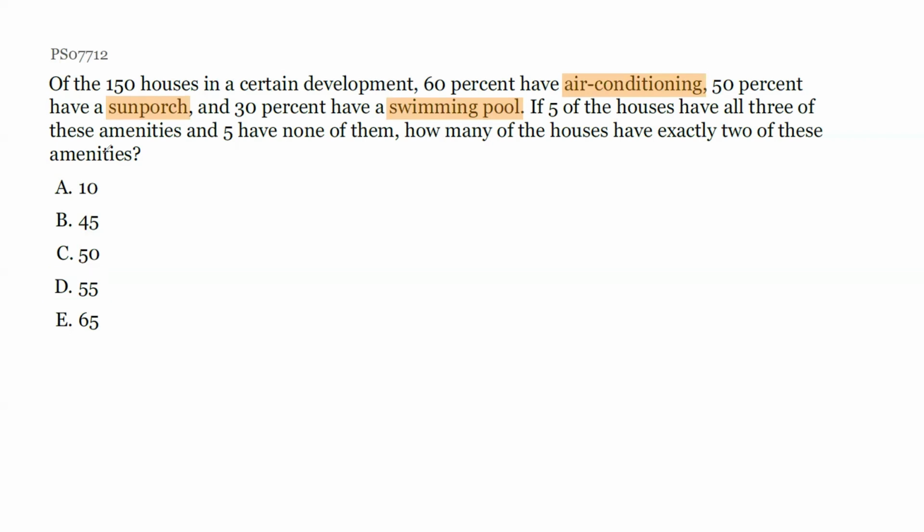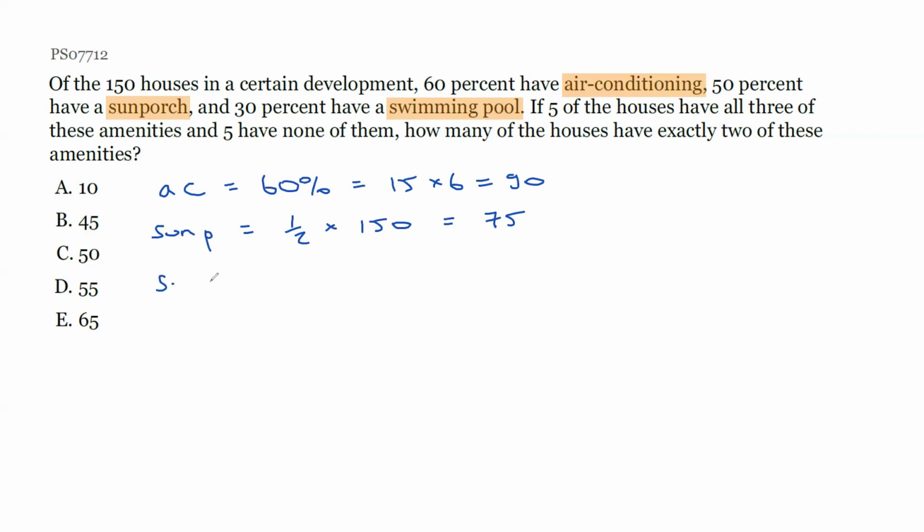60% of the houses have air conditioning, so let's use the method of taking chunks of percentages. 10% of 150 is 15. Multiply that by 6 equals 90. There are 90 houses with air conditioning. Similarly, half the houses have a sun porch, that's 75 houses, and 30% have a swimming pool, that's 15 times 3, 45.